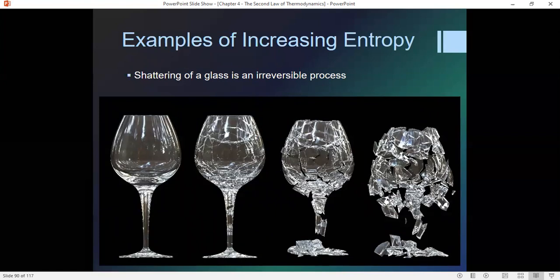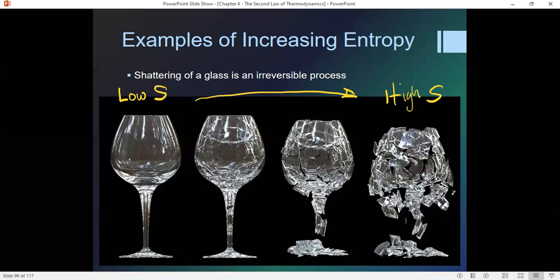So let's take a look at the case of a glass that's being shattered. We start out on the left-hand side, and we have a case of low entropy. There is order to the glass, there's no defects, basically it's intact. As more and more fractures occur, the entropy increases until finally we have nothing left but a whole bunch of shards of glass in our high entropy state.